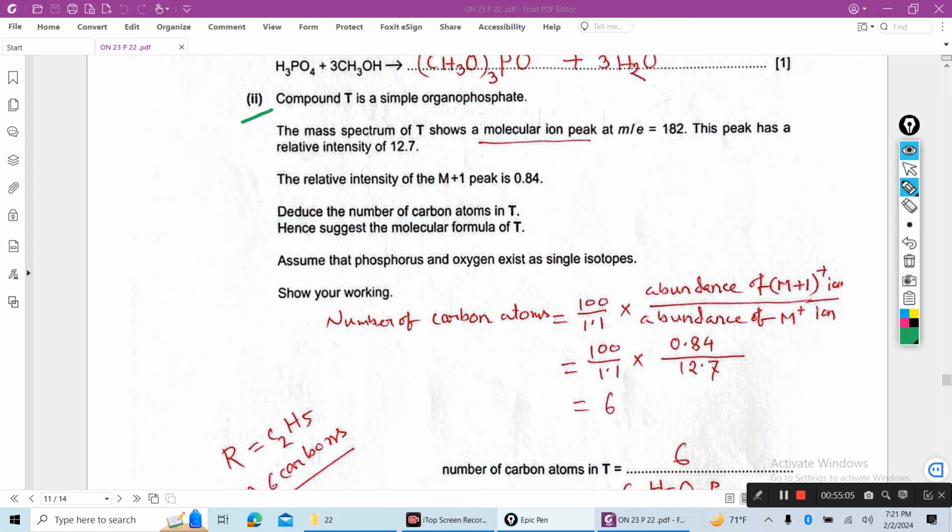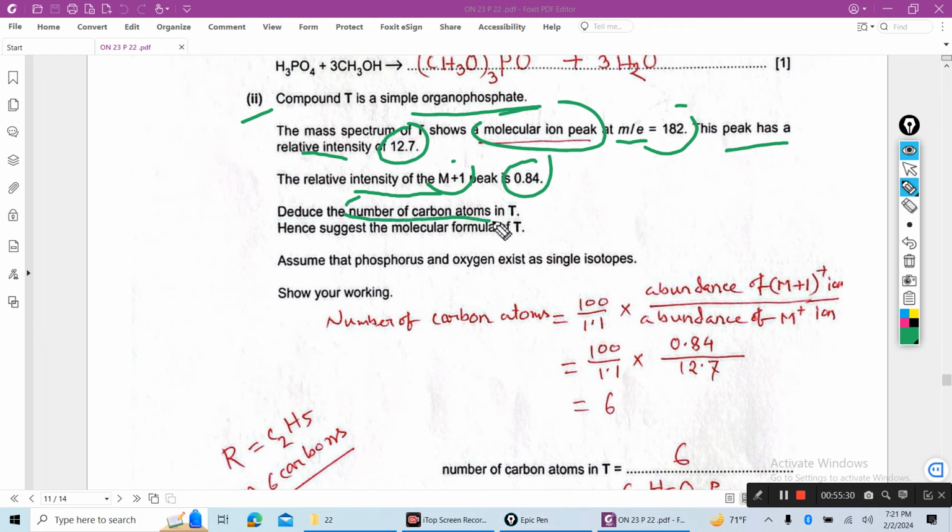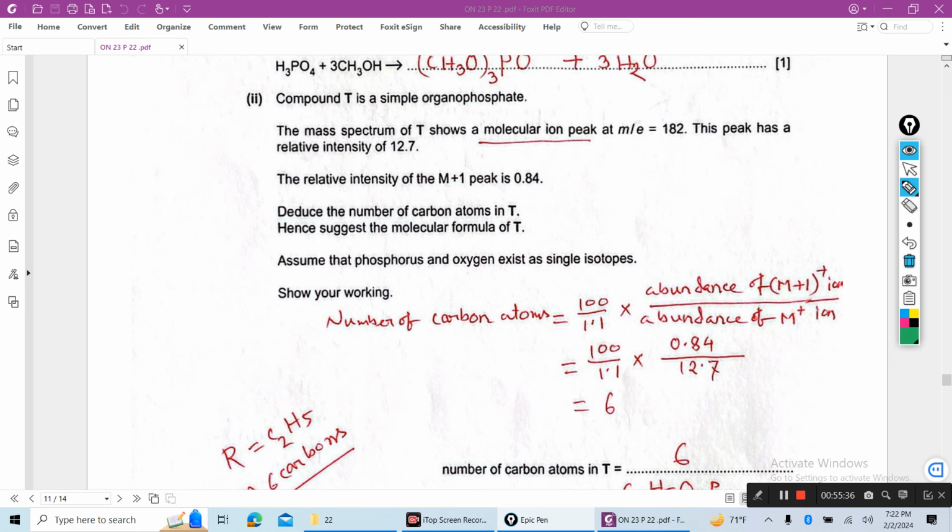Now you see compound T is a simple organophosphate, and it shows a molecular ion peak at a mass-to-charge ratio m/e of 182, and this peak has a relative intensity of 12.7. The relative intensity of the M plus 1 peak is also given as 0.84. Deduce the number of carbon atoms in T and suggest the molecular formula of T. The question is asking for the number of carbon atoms, then the molecular formula of T.